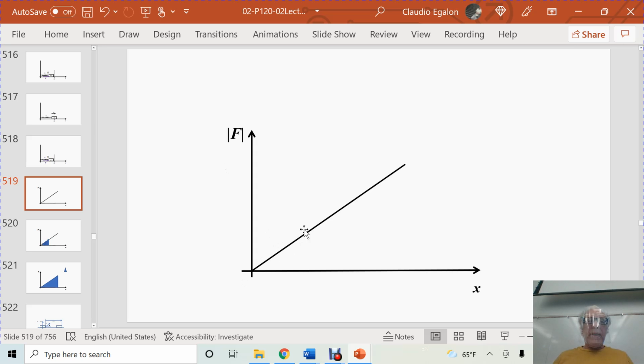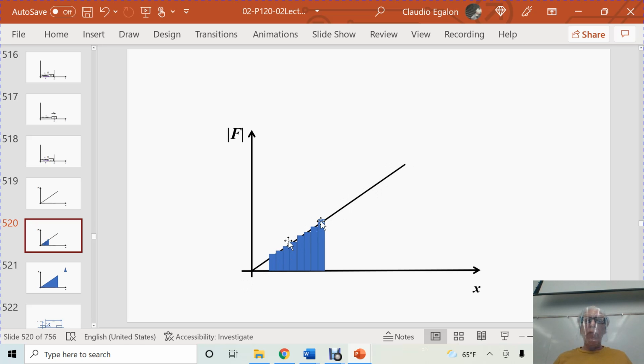So in this specific situation, the force is not constant. The force is not uniform. The force is non-uniform, okay? Because the force is non-uniform, the work done by the force is going to be the area below this graph. Okay? The area below this line.